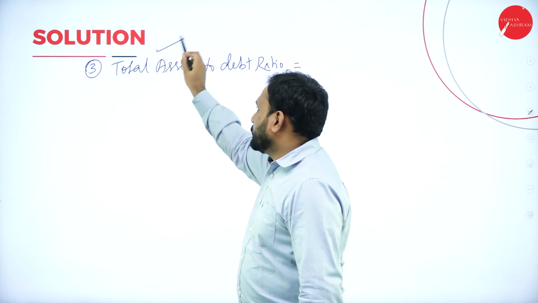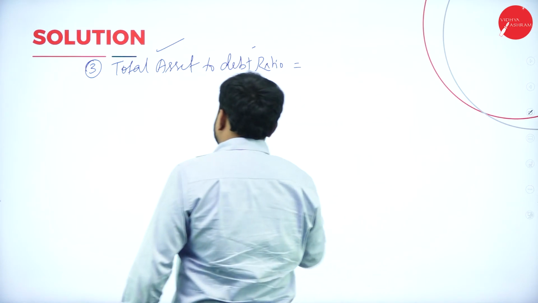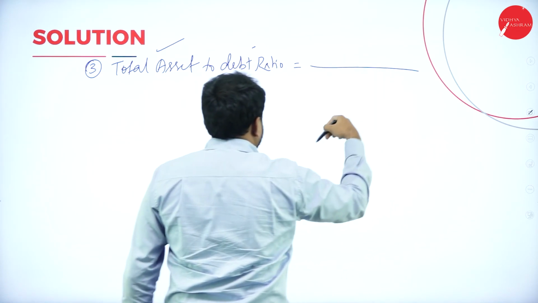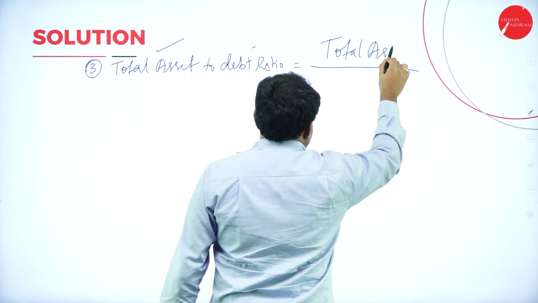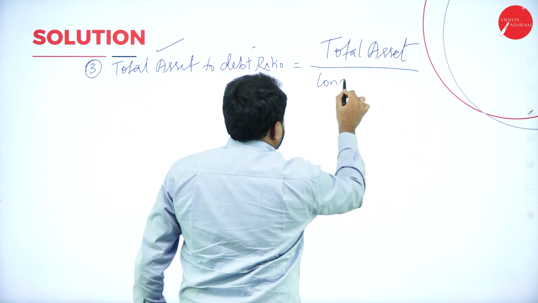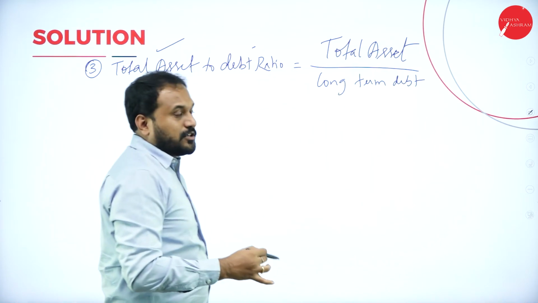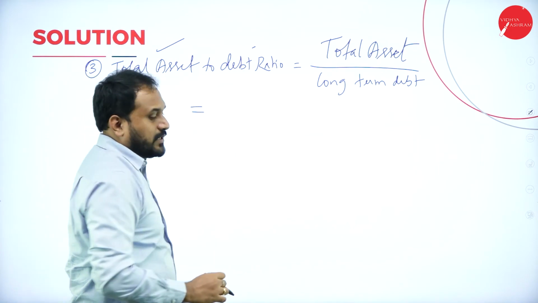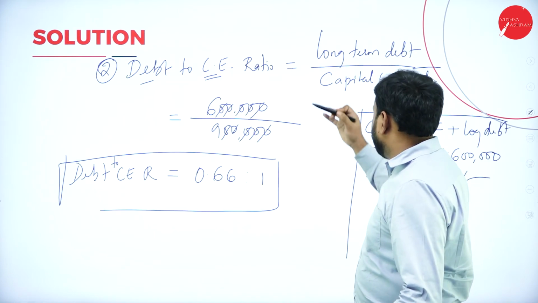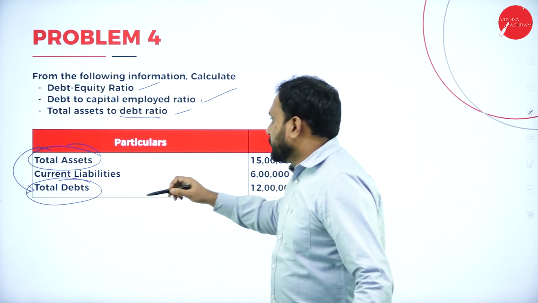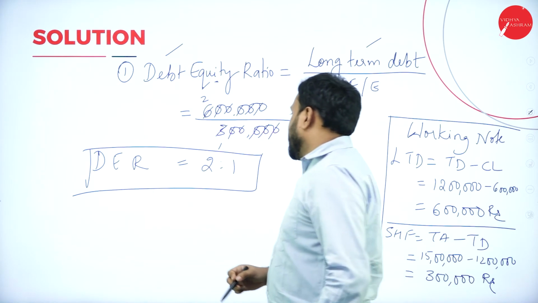See, here we have something called total asset. Here we have debt ratio. So let's go with the formula here. So total asset, again, numerator, denominator. Total asset means here numerator, total asset, divided by long-term debt. So what is our total asset here? Just go with the question here. Where exactly do you get total asset? Total asset is how much? 15 lakh. So we'll go with 15 lakh here.